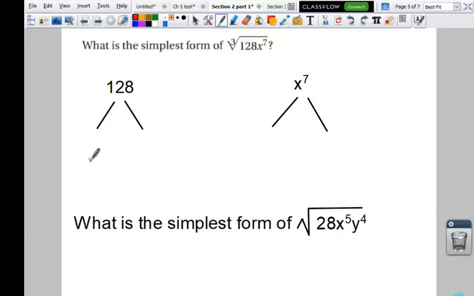So we're going to start with 128. I'm going to split apart 128 to be something to the 3rd power, because my index is 3, times something else. I don't know what that is off the top of my head, so let's guess and check. Let's start with 2. What's 2 to the 3rd?